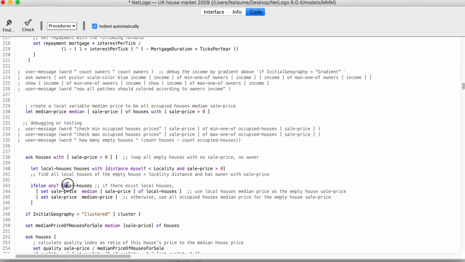If no local houses exist, we will consider all occupied houses' median price and use this median price to be the empty house sale price. This is how we get a sale price for every single empty house.